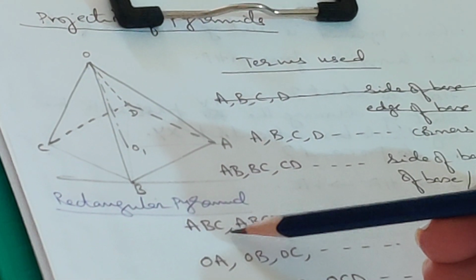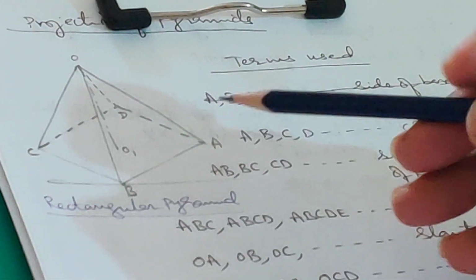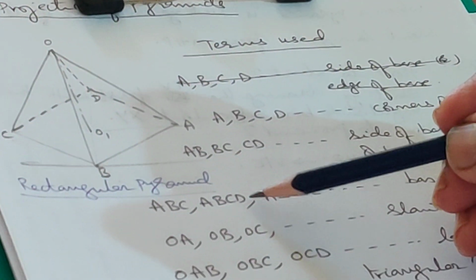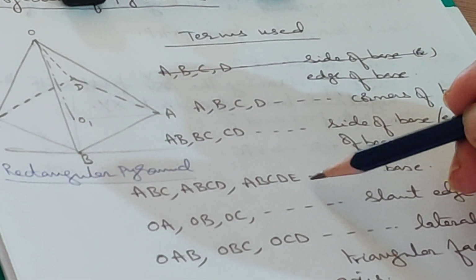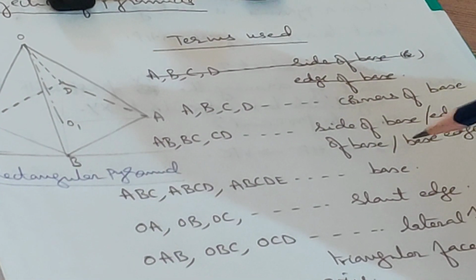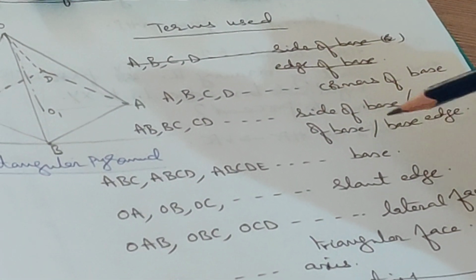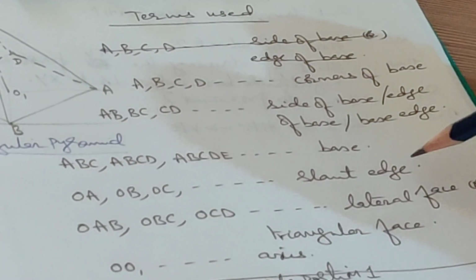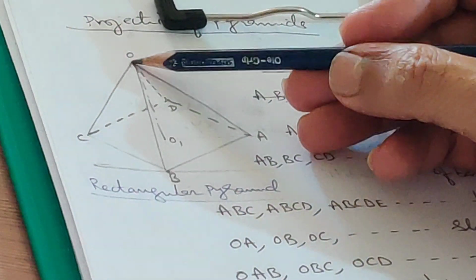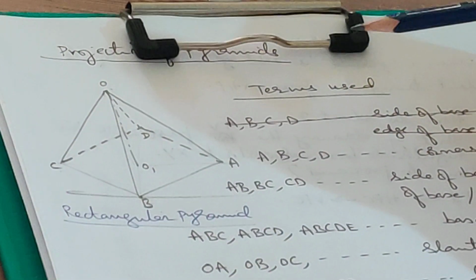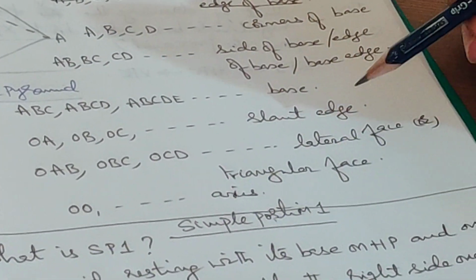ABC is the base of a triangular pyramid. Then ABCD, as you see here, is the base of either a square pyramid or a rectangular pyramid. Similarly, you can have ABCDE, which will be the base of a pentagonal pyramid and so on. So basically it represents the base. Then the next term is the slant edge. You can see here OA, OB, OC, OD. They are called the slant edges. Sometimes you call them inclined edges as well.